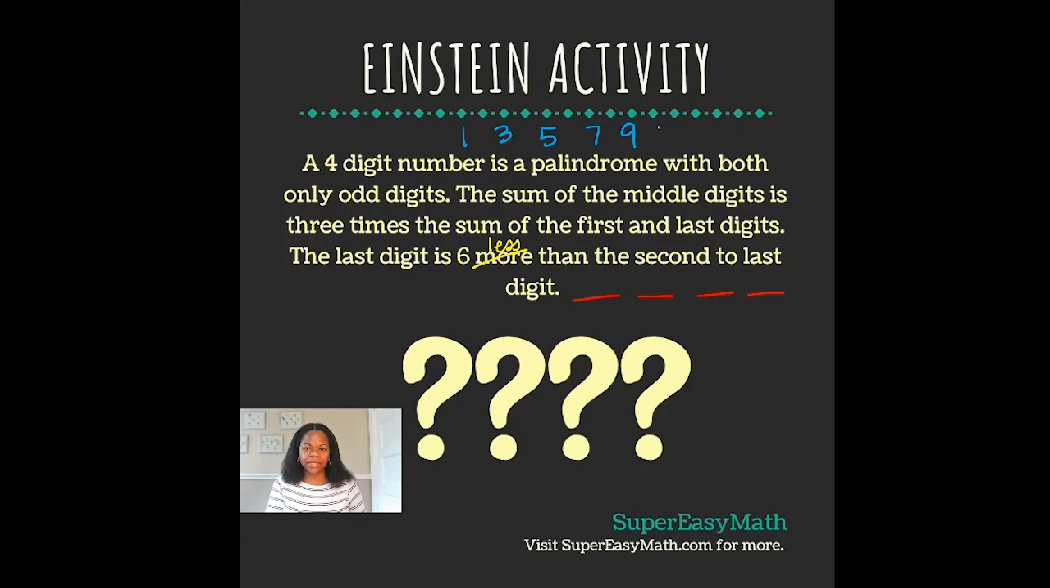The next clue says the sum of the middle digits, or the middle 2 digits, is 3 times the sum of the first and last digit. Okay, so that's a really important clue. So I know the 2 middle digits here and here will be the same. And I know the 2 perimeter digits, the first and the last, will be the same. Now the sentence tells us that the sum of the middle 2, or where the blue arrows are, needs to equal 3 times the sum of the first and last.